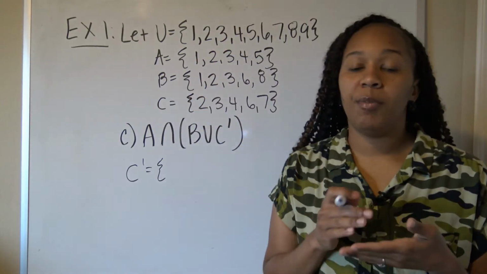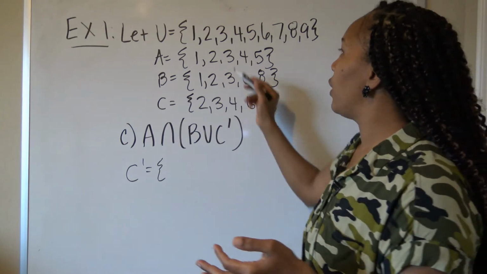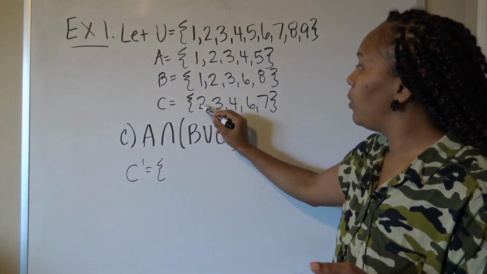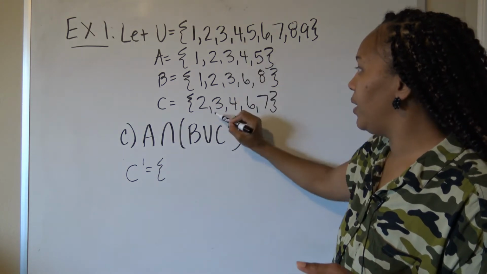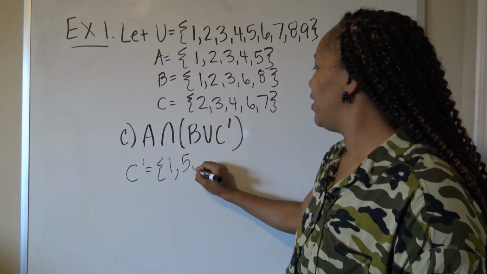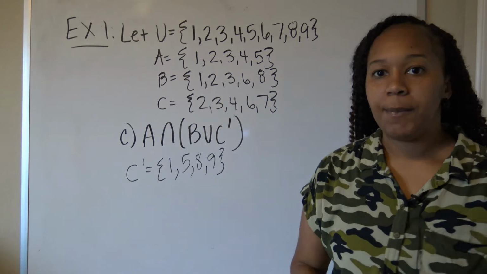So remember, C complement is all the things that are in the universal set that are not in C. So our universal set has 1 through 9. And so C complement will be all of the things that are here but not here. So that would be 1, that would be 5, we got 6, 7, that would be 8, and that would be 9. So that is C complement.